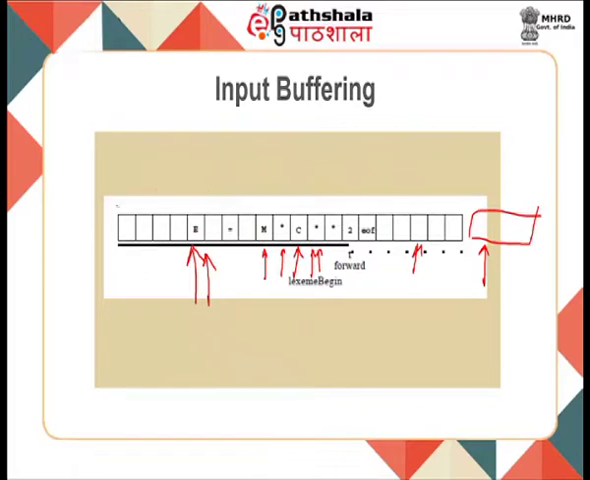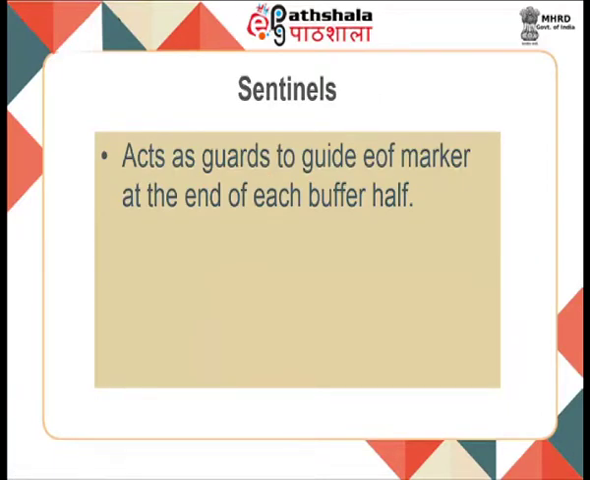So, you have two halves, the first half will be filled, and then supposing in a particular scenario, my begin pointer is here and the forward pointer is here, I will have to find out the difference between the forward and the begin pointer. This will be my string. But in one condition, if it goes beyond the half, this half of the buffer gets refilled. In the process, I will be losing my begin pointer. So, to avoid this, we have what are called sentinels. Sentinels are nothing but guards. They act as guards, an end of file marker at the end of each buffer half.